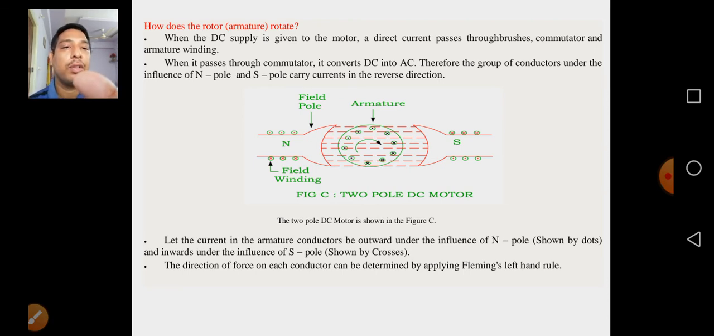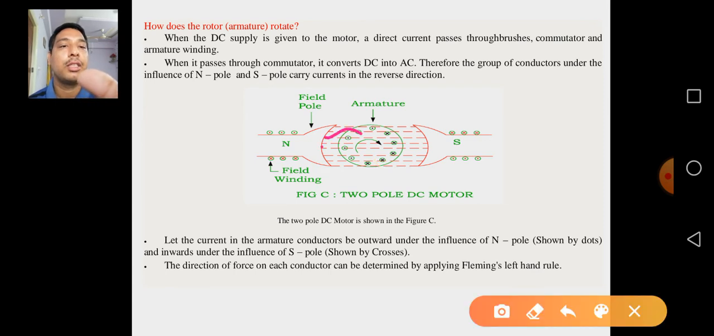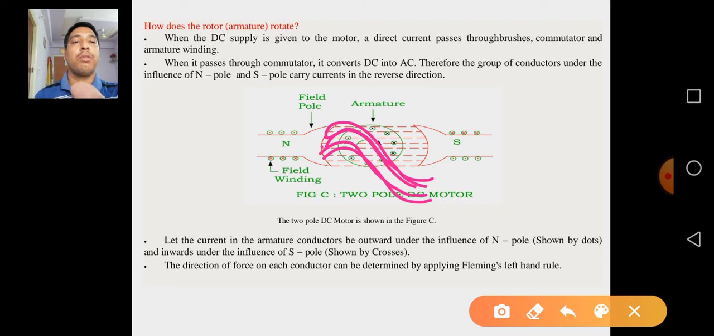So the magnetic field lying in this position, when it is operating, gives the maximum force: under the north pole there will be an upward force, and due to the south pole there will be an inward force. Therefore there will be motion on this conductor and it tries to rotate the rotor. So that is how the motor operates.